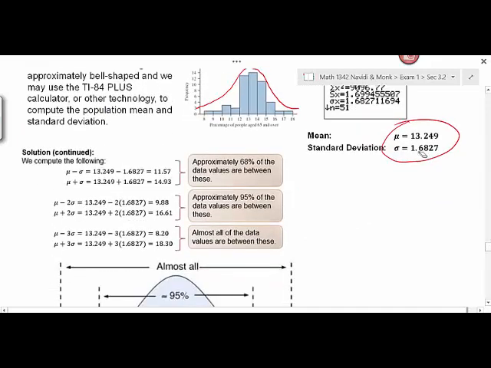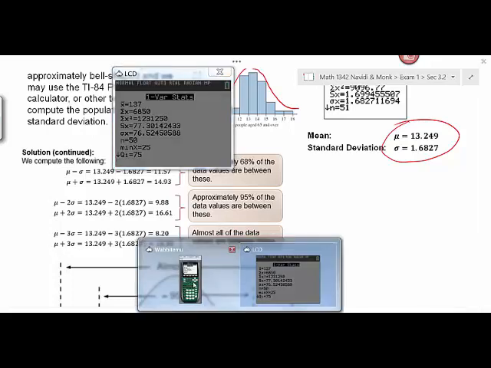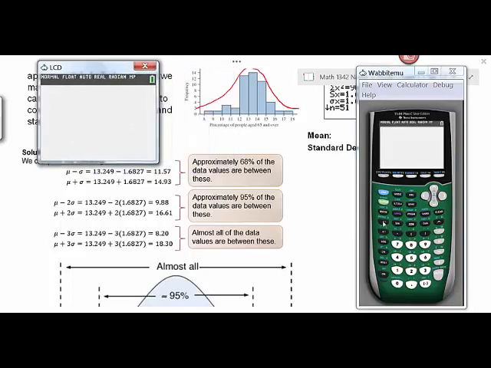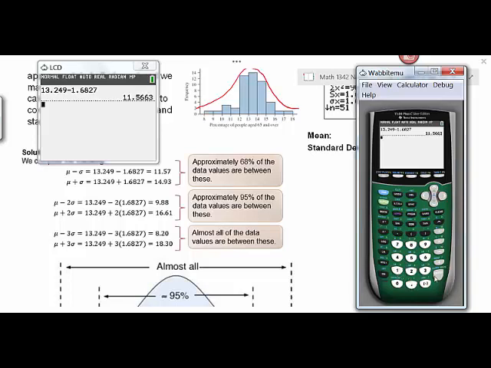Once you know the mean and the standard deviation, we're going to find these numbers for the mean plus or minus 1 standard deviation, the mean plus or minus 2 standard deviations, and the mean plus or minus 3 standard deviations. On your calculator, you can save yourself some time if you remember that second enter thing. For this problem, our mean was 13.249, and then we say minus 1 standard deviation, and the standard deviation was 1.6827, and we get 11.57 if we're rounding to 2 decimal places.